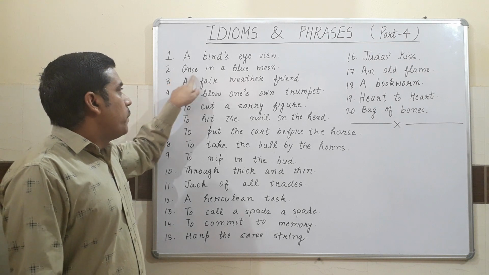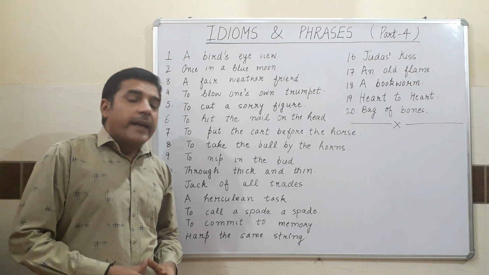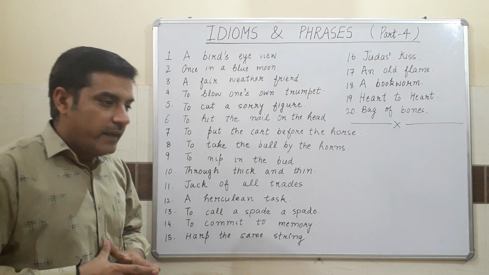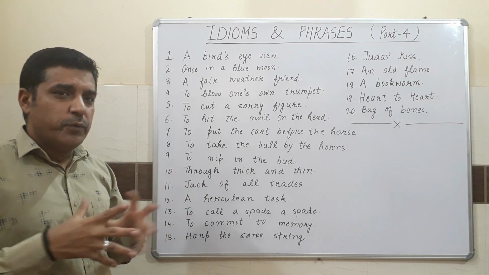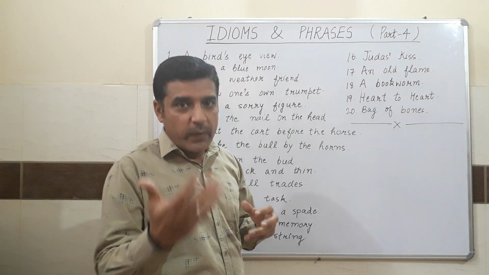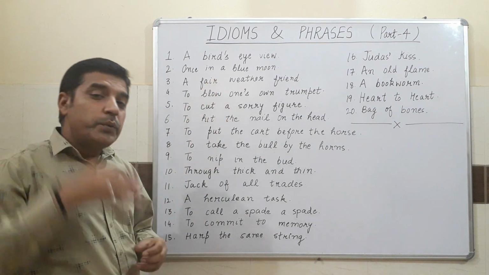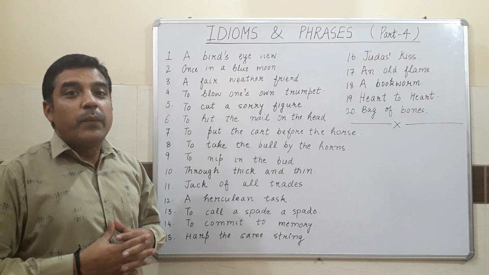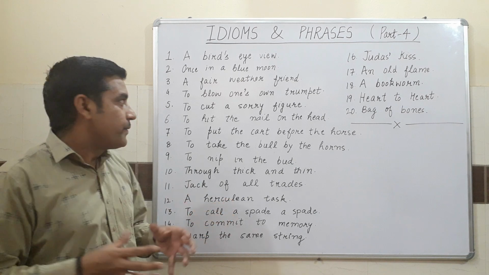Second says once in a blue moon. Once in a blue moon means rarely, not as a regular feature. I go to church once in a blue moon, that is rarely, not regularly, or not usually, that is once in a blue moon. You study once in a blue moon, can I say that? You study once in a blue moon, that is you don't study regularly, you study only sometimes.